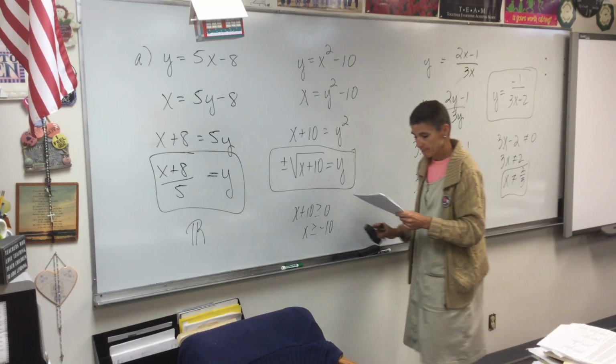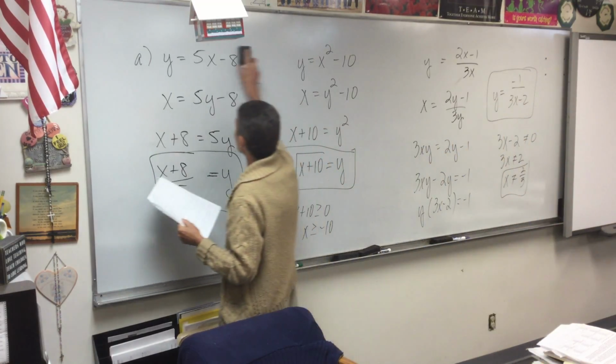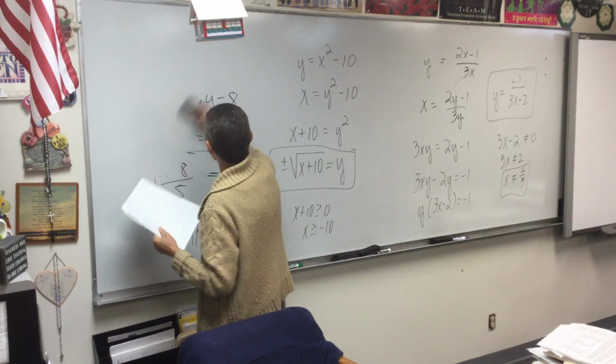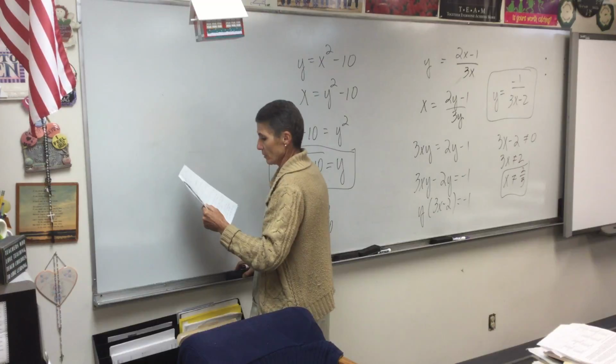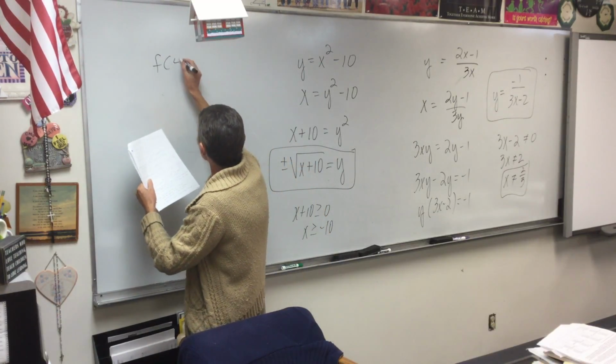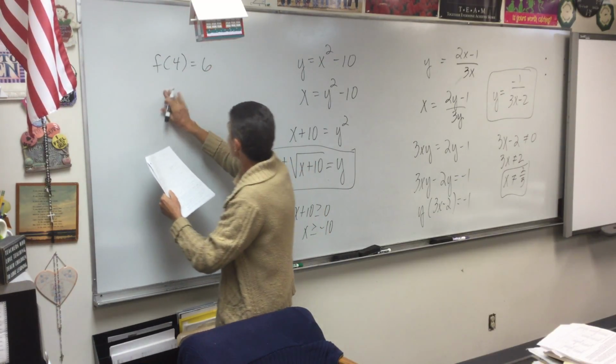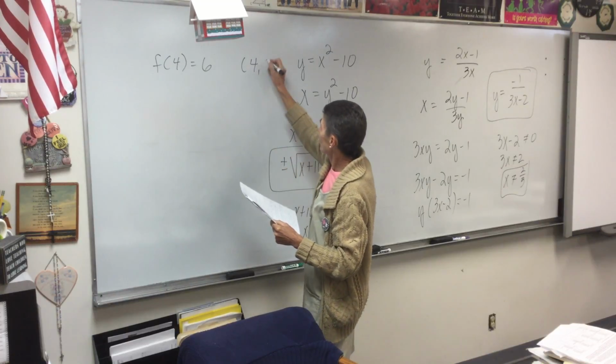Number 3. Now this is a super simple problem. You don't have to show any work. Remember that when we say f of 4 is 6, that's the ordered pair 4, 6.